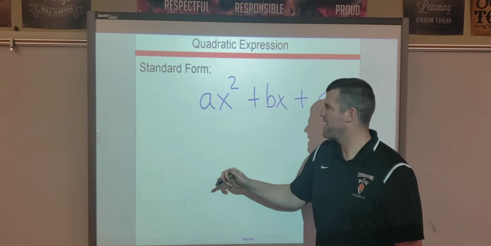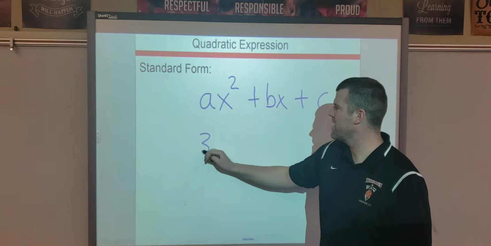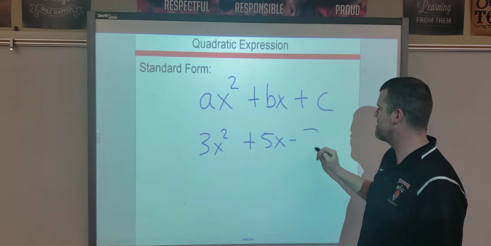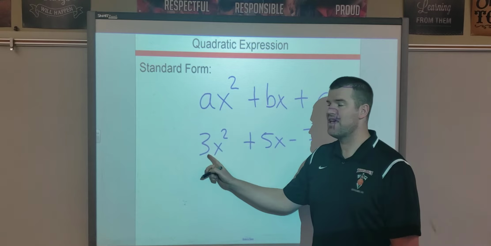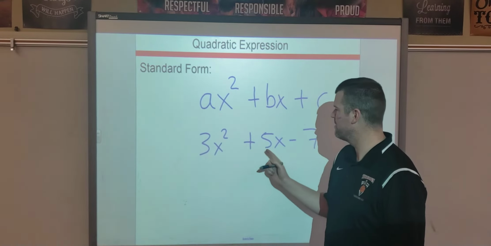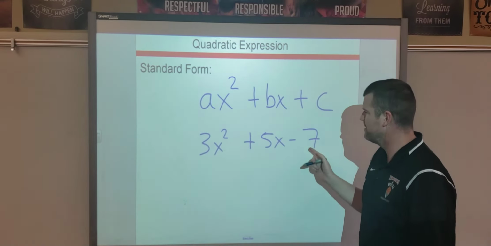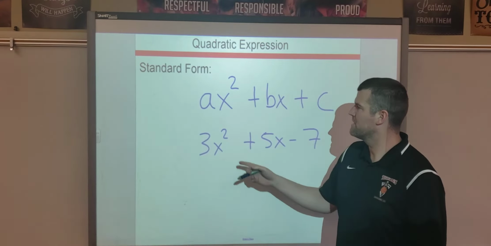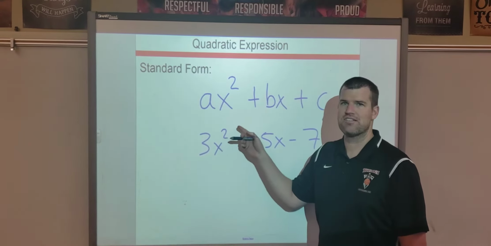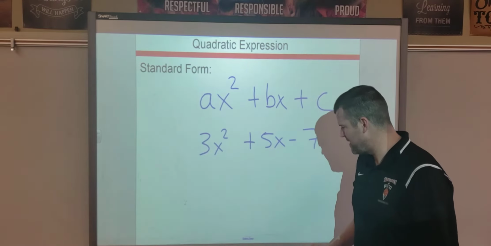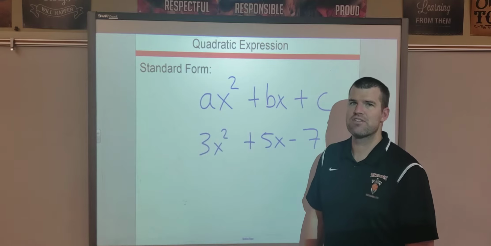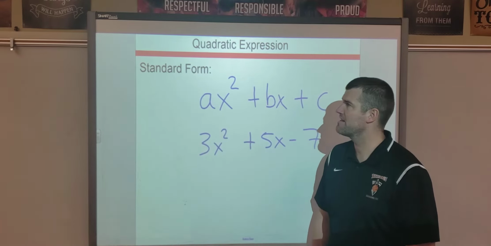So for example, if I have the quadratic 3x squared plus 5x minus 7, then we would say the a value is 3, the b is 5, and the c is negative 7. And then we know it's a quadratic because of the x squared being the largest exponent. So it's important to note that as we're factoring, we're primarily factoring quadratic expressions, and we're going to use this to start solving quadratics in our next lesson.